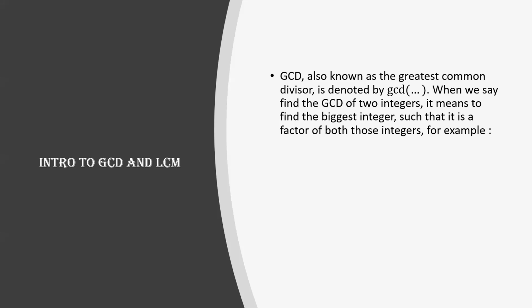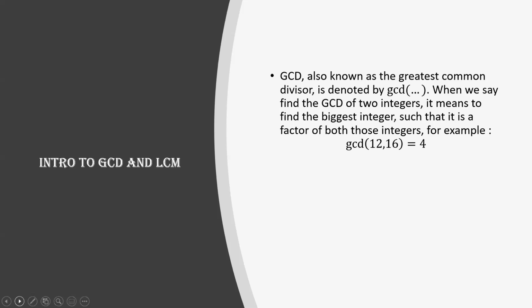This is the English meaning of the greatest common divisor, and that is exactly what the mathematical meaning is also. We don't write it as greatest common divisor. We have a short form for that, and that is denoted as GCD of some numbers. That's why I have put dots there. When we say to find the GCD of two integers, it means to find the biggest integer such that it's a factor of both those integers. That's what I mean by a divisor. A divisor is also similar to a factor.